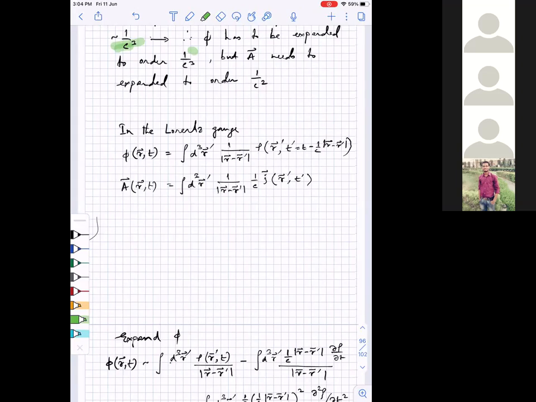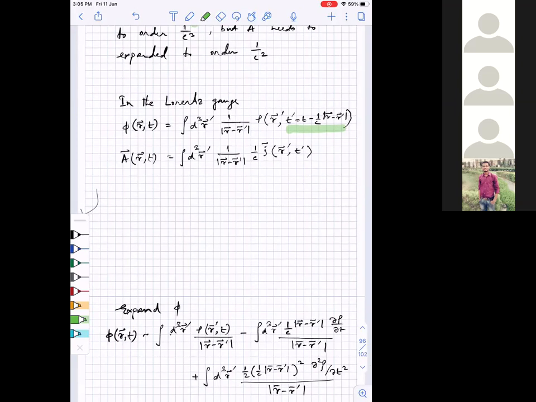Then I have 1 by c, r minus r prime in the series. So first thing is the del rho del t, because I am expanding in t. The t prime I'm expanding comes with this 1 by c. So I've got del rho del t. The next term in the series is half r minus r prime squared and del 2 rho del t2. And remember, all of them have a denominator r minus r prime coming from here.